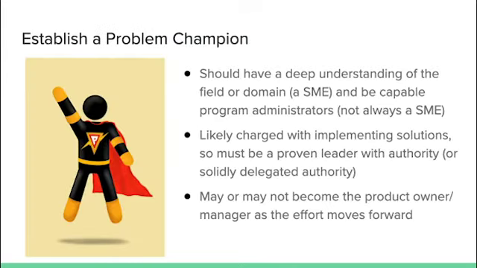So step 1. Establish a problem champion. Like I said, it's going to be a SME, it might be a program administrator, but it's somebody who understands the problem deeply. They're likely going to be charged with implementing a solution, so it's likely going to be a leader with some authority. And if they don't have the authority, make sure that they have solidly delegated authority. So sometimes you might have to talk to some senior leaders to say, hey, so-and-so would be a great problem champion. Can we make sure that they're empowered to make decisions up to this point? And as you move forward into building a solution, this person may or may not be the product manager, but they should be close to the product manager as you move on if they're not.